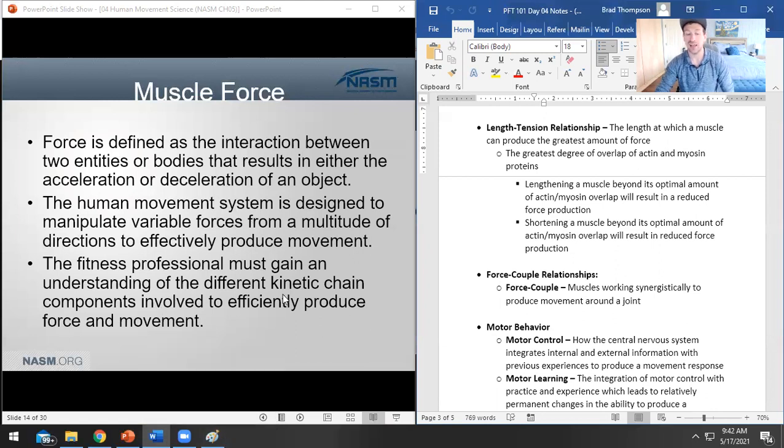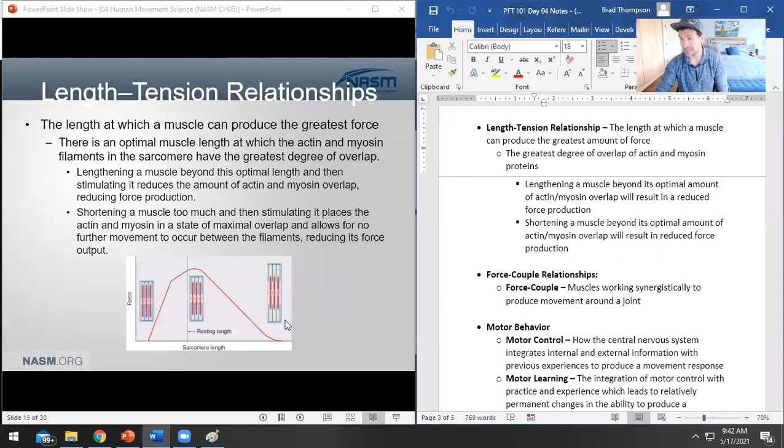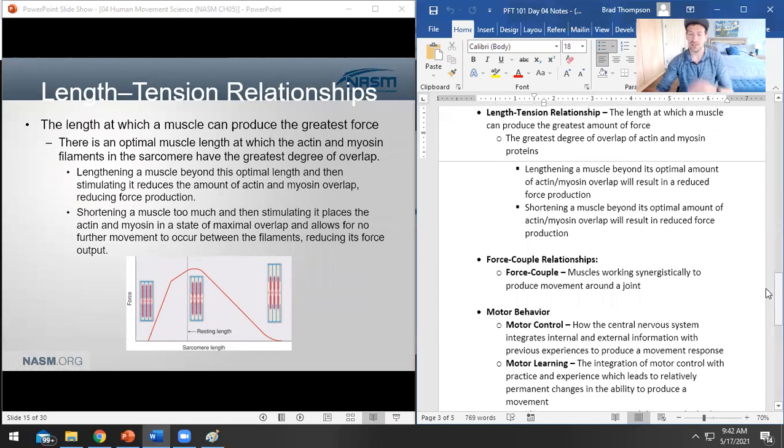And so we need to understand how to ideally generate force. One of the biggest concepts we have to understand generating force is looking at what is called a length tension relationship. Okay, so a length tension relationship is the length of a muscle and the greatest amount of tension that muscle can generate at that length. So it's the length at which a muscle can produce the most amount of force.